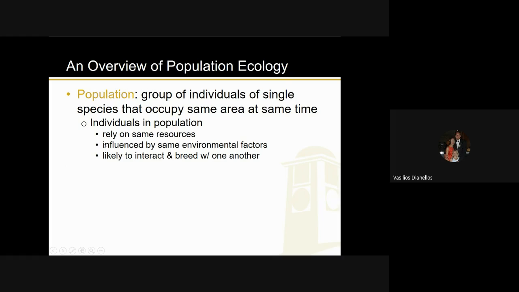So if you remember again from chapter 13, you already learned this because we were talking about how it's populations that evolve, right? Individuals don't evolve, populations evolve. And we discussed that. But are there any questions about this slide about what a population is?